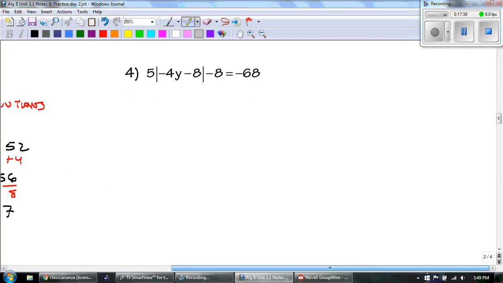All right, number 4. No, you can't say right away that it's no solution. I don't know that yet. Why? Because the absolute value is not by itself.